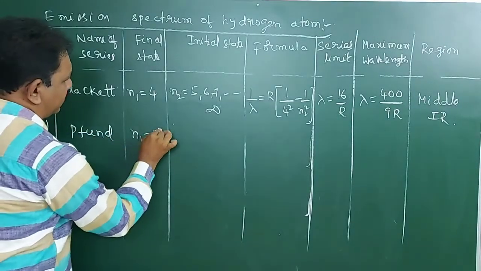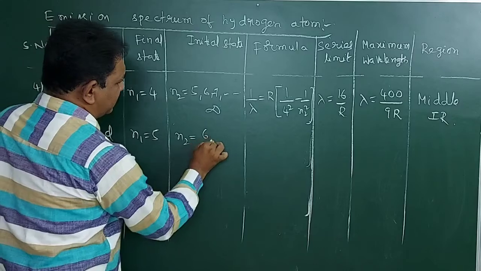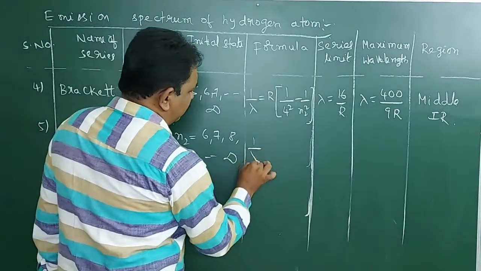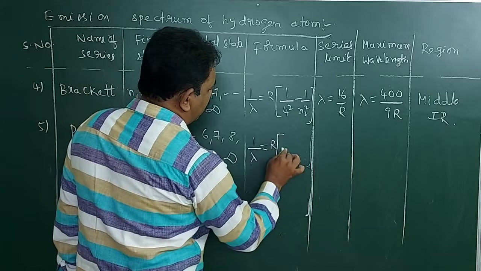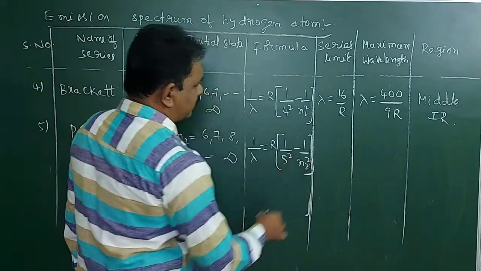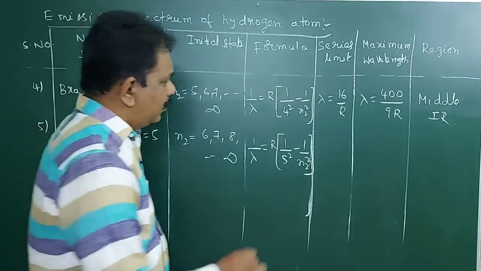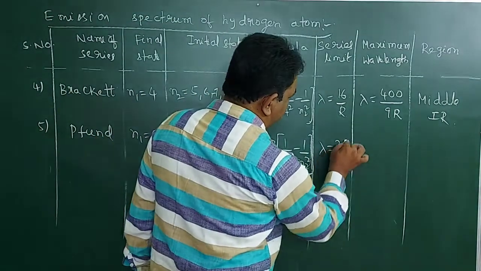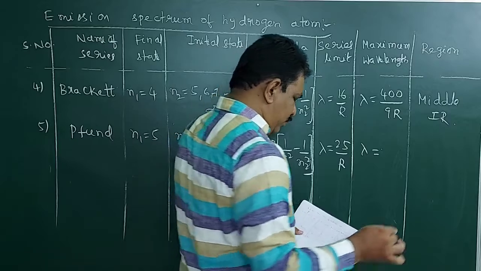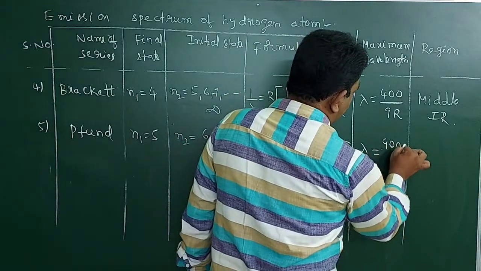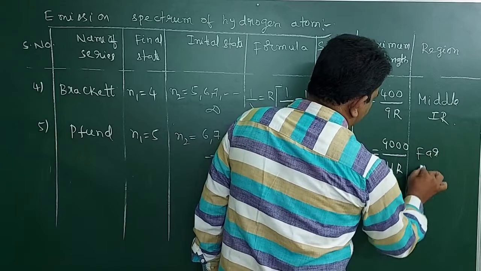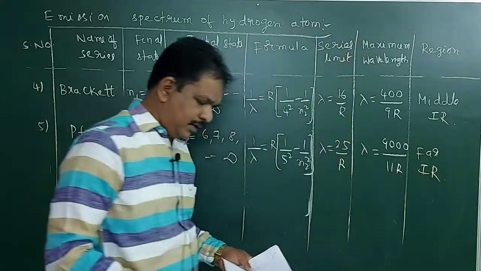Next, Pfund series. n1 is equal to 5, n2 is equal to 6, 7, 8, and so on to infinity. 1 by lambda is equal to R into 1 by 5 square minus 1 by n2 square. So here lambda will be 25 by R. Here the maximum lambda value will be 9000 by 11R. This will be the far infrared region.